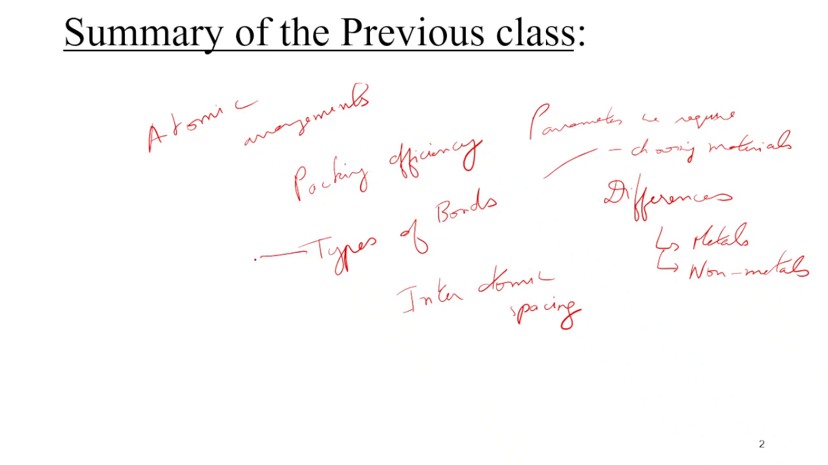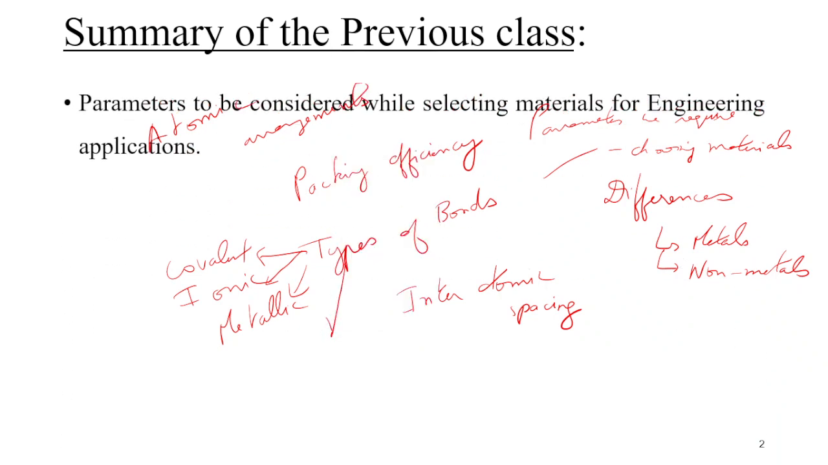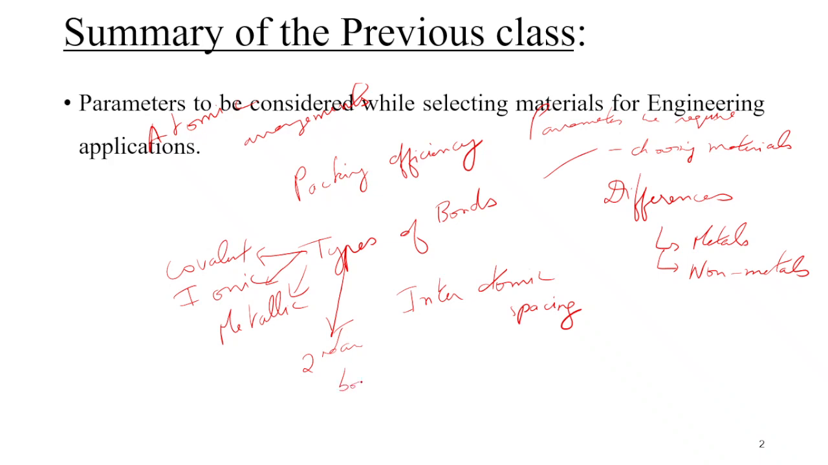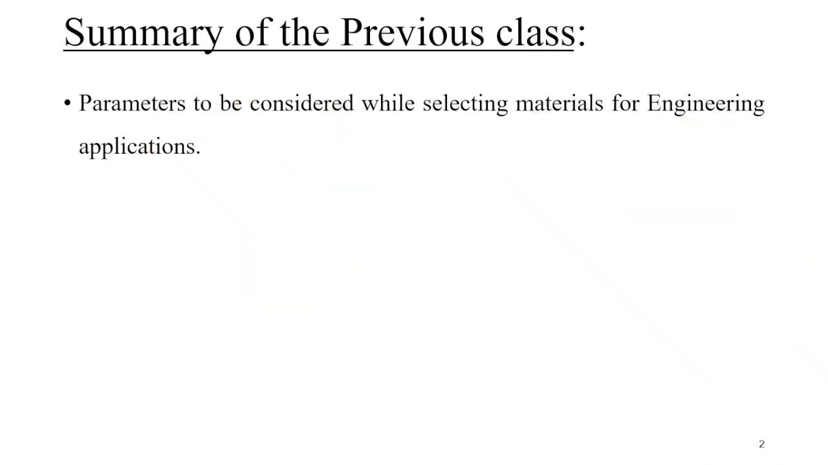So under the types of bonds, do you remember what all we discussed? Ionic, covalent, metallic bond. So these are the three major bonds we discussed. Other than this, there is one more bond, that is the secondary bond. So these are the things that we discussed, okay?